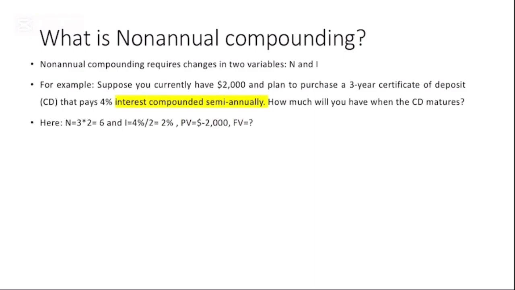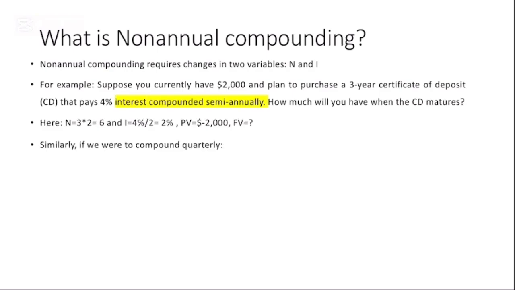Here we have to adjust N and I, like I just said. For N, you will multiply 3, the number of years for which your financial instrument runs, by the compounding periods. Since it is semi-annual, we will multiply 3 by 2, and we get 6. For the interest rate, we divide the nominal interest rate, 4%, by 2, the number of compounding periods, and we get 2%. The present value is the same. We will plug in these values in the financial calculator and we'll be able to find the future value.